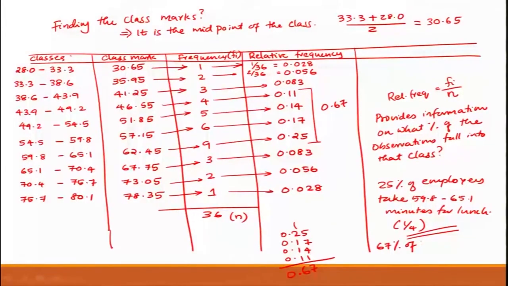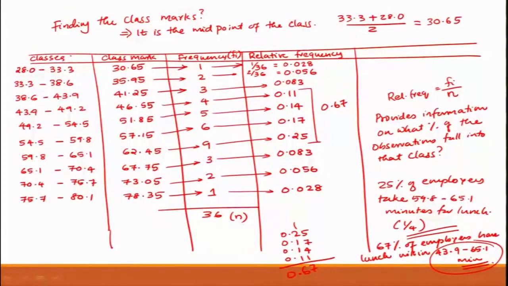67% of employees have lunch within 43.9 to 65.1 minutes. Okay, so this is important information. The majority of your people, this is how much time they will take to have lunch. So that information is of vital importance to us in this regard.